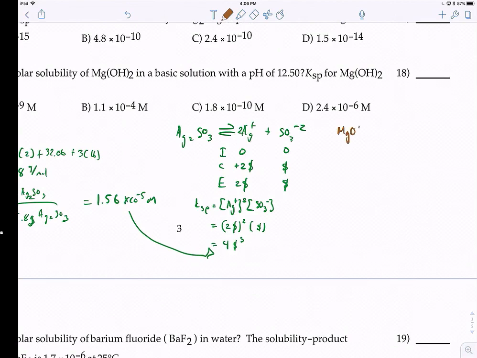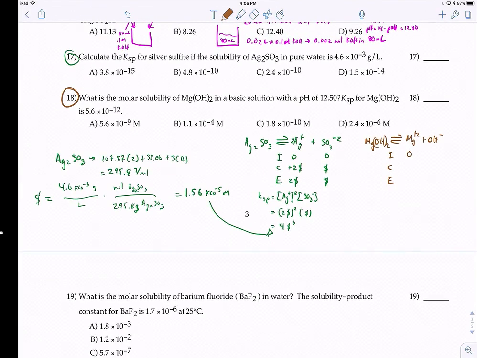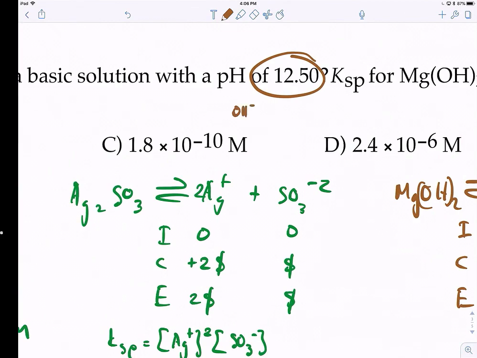Okay. Calculate the molar solubility of magnesium hydroxide at a pH of 12.5. So Mg(OH)2 in equilibrium with Mg 2 plus and OH minus. Initial, change, equilibrium. Initially, this is 0. So a pH of 12.5 means that the hydroxide ion concentration is 10 to the minus pOH, so this is equal to 10 to the minus 1.5, which equals 0.0316.